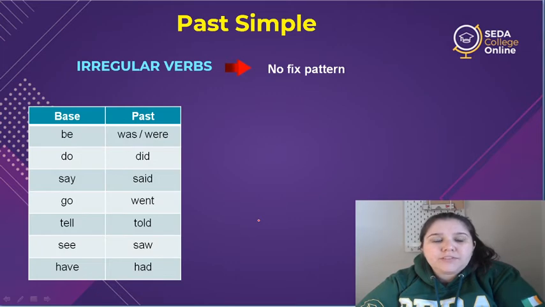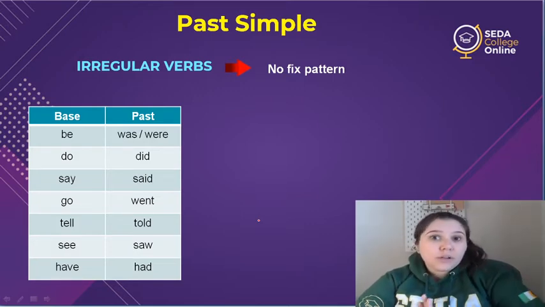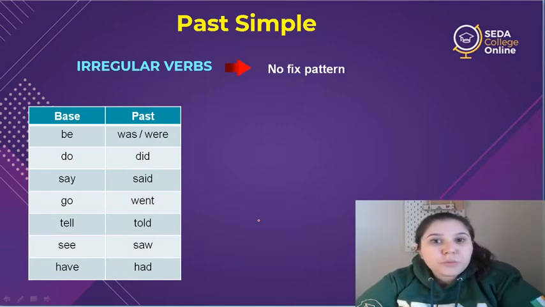So for example, we have the verb to be. The past is was or were. Do, did. Say, said. Go, went. Tell, told. See, saw. Have, had. These are all irregular verbs. So we don't use ed to form the past.